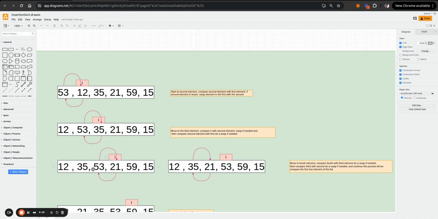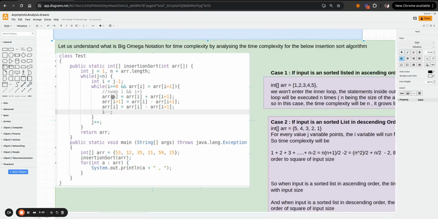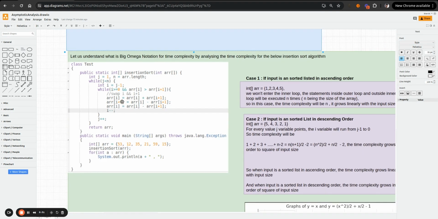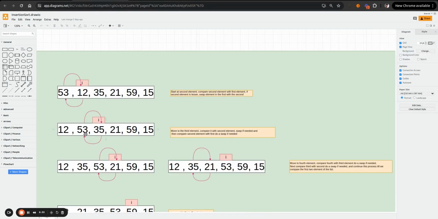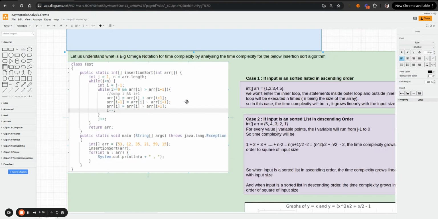So the idea is that the elements to the left of the i position, if we create pairs using this element, the left side value should be greater than the right side value. If it is not, we won't do the swapping and we won't enter this at all. So this is what insertion sort is all about. Basically, we'll be doing the sorting part by part, iteration by iteration.